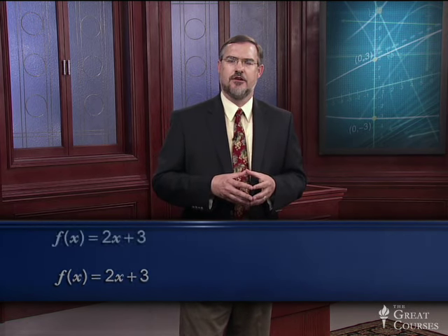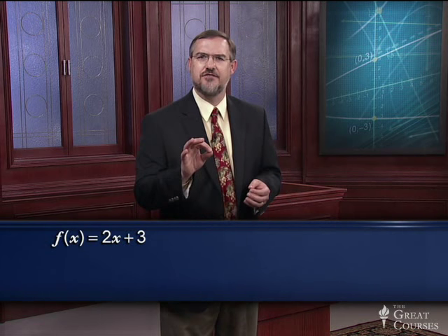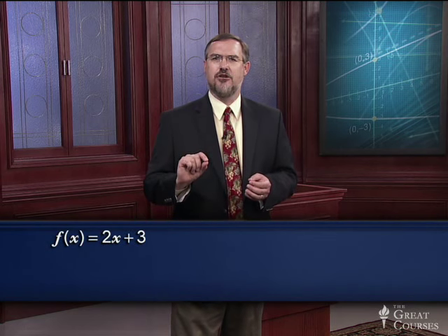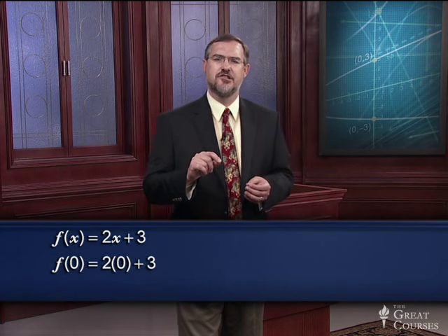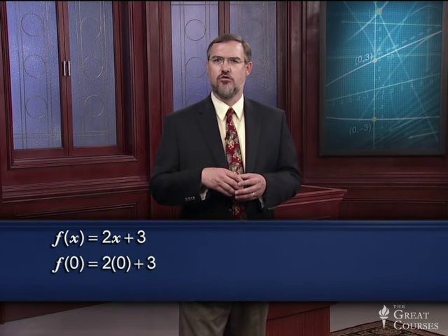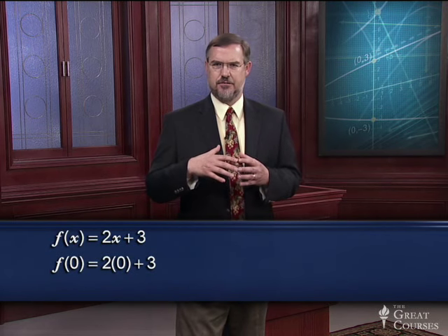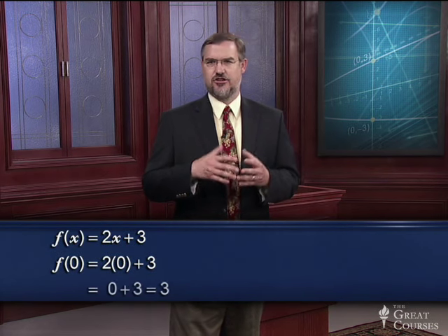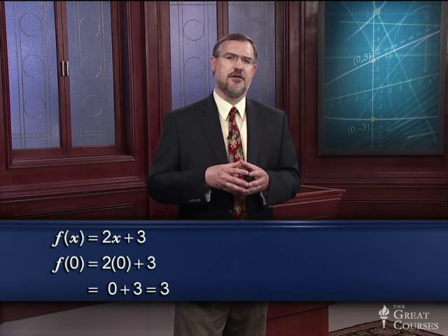So if I plug 0 into this function for the x value, then the output value is going to be written as f of 0, which is 2 times 0 plus 3, because the rule was 2x plus 3. And if I take 2 times 0 plus 3, that's the same as just 0 plus 3, which is 3. So f of 0 would be 3.